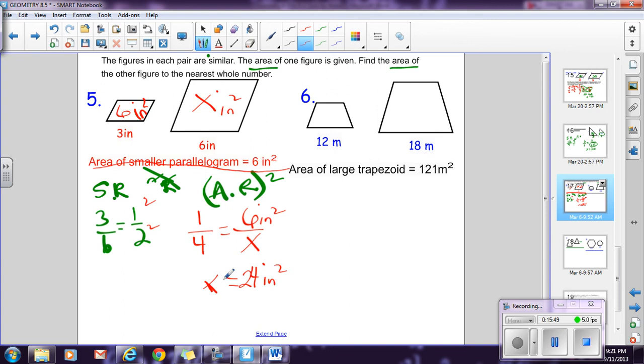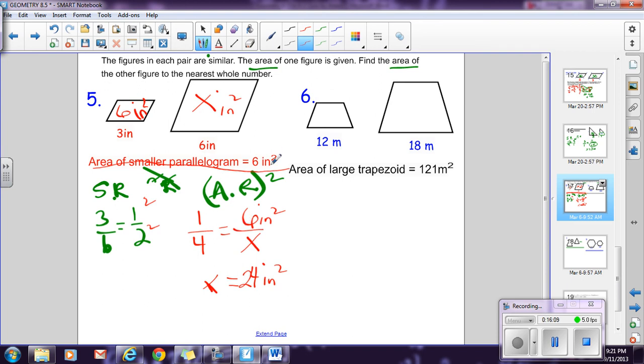And that's it. So what I had to do here was I first figured out the ratio from 3 to 6. I got 3 over 6. The similarity ratio is 1/2. Now I didn't need the perimeter ratio because we're not talking about perimeter, we're talking about area. So how do I get the area ratio? I square it. Then I set up a proportion, okay?